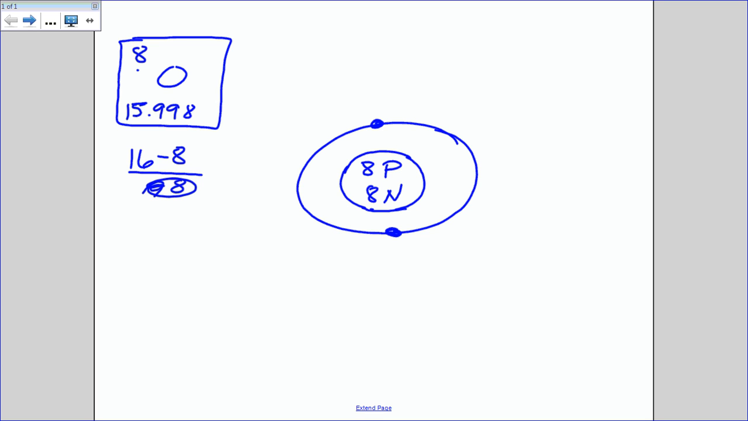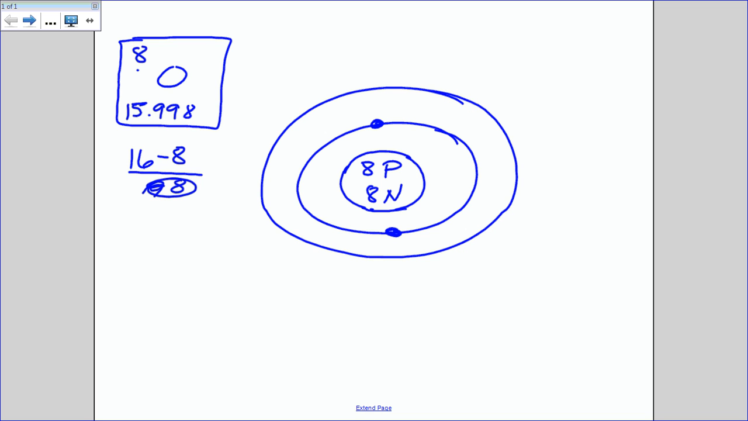Alright, so then I have to go to the next energy level. I can only hold 2 electrons in this first energy level, right? So it's the second energy level. And I have 8 total and I've used 2. So how many are left? 6. Okay. So you go 1, 2, 3, 4, 5, 6, like that. And then you have oxygen.